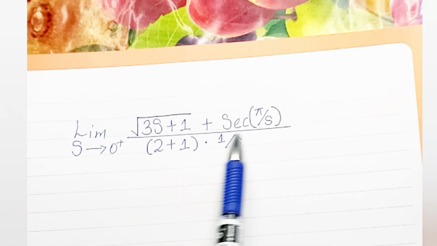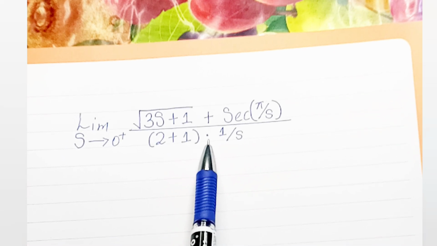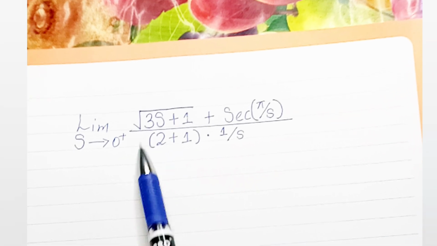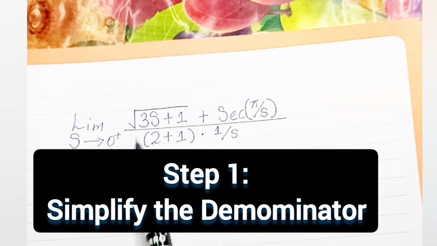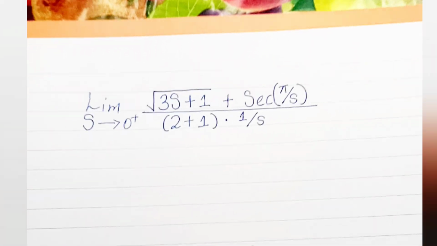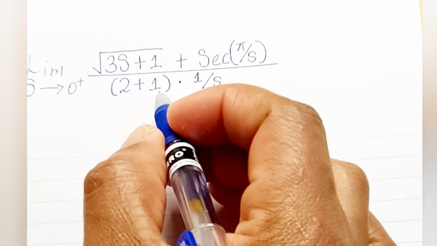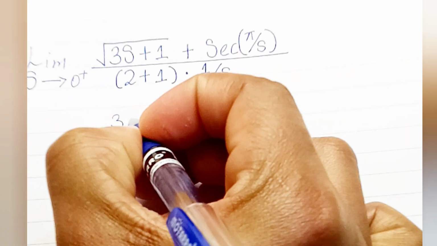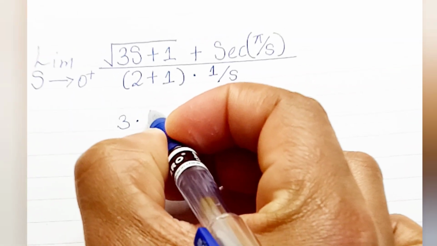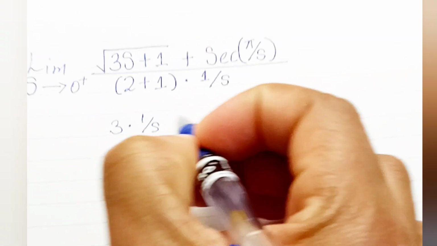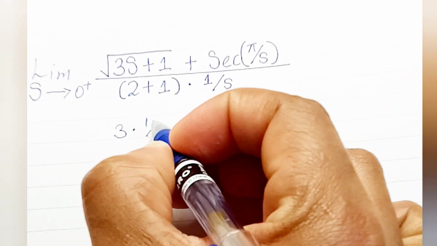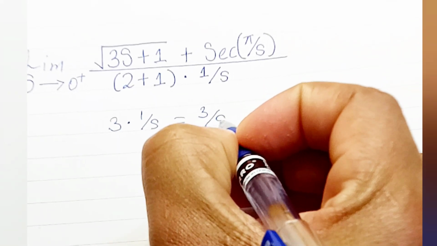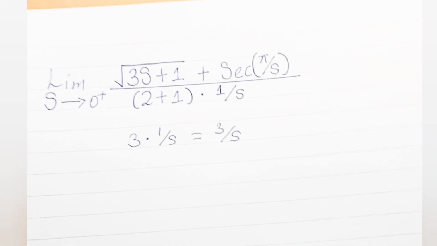s, all divided by 2 plus 1 multiplied by 1 over s. First of all, we have to simplify the denominator, which is this. So, 2 plus 1 will give you what? 3. Multiplied by 1 over s, which is 3 multiplied by 1 will give you what? 3 over s. So, let's rearrange.